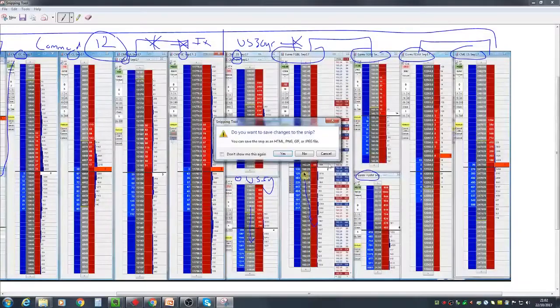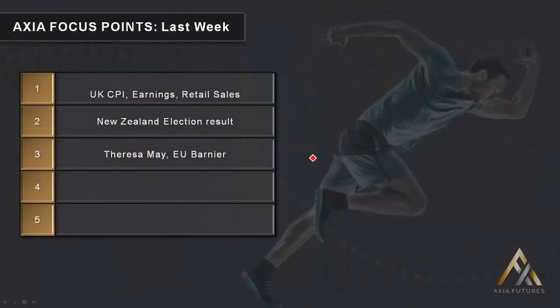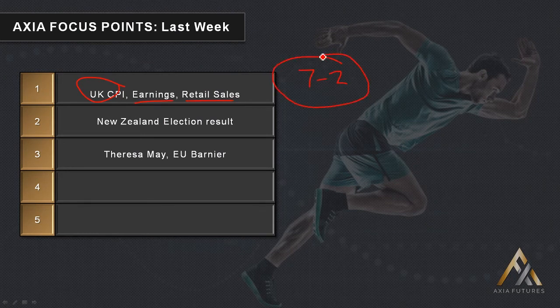Let's then move back and talk about some of the key features from the past week. Some of the things we focused on last week, obviously UK CPI, earnings and retail sales, were crucially important. Why? Because the Bank of England currently has a 7-2 stance in favour of no rate hikes. The central bank has told us they'll only need to see relatively little more information to determine whether or not a rate hike is coming as soon as November.